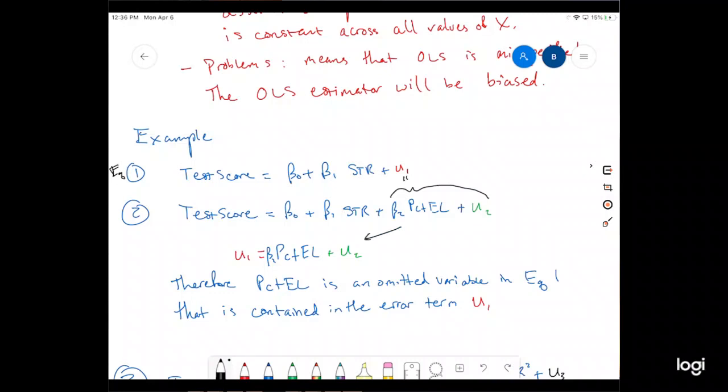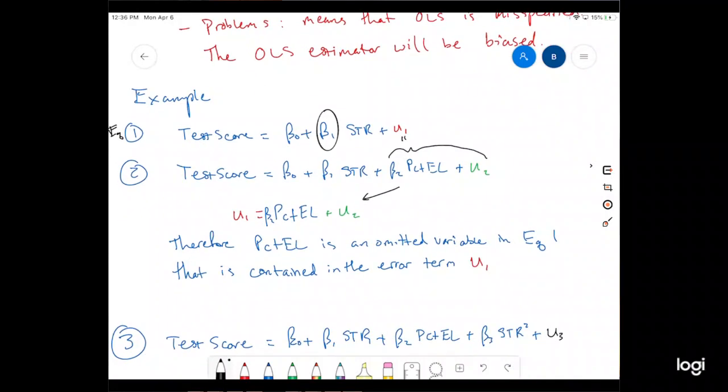So percent EL is an omitted variable in equation 1 that's contained in the error term, and we knew that it was correlated with student-teacher ratios, and it was a predictor of test scores, so it was going to cause biased estimates of beta 1 in equation 1.